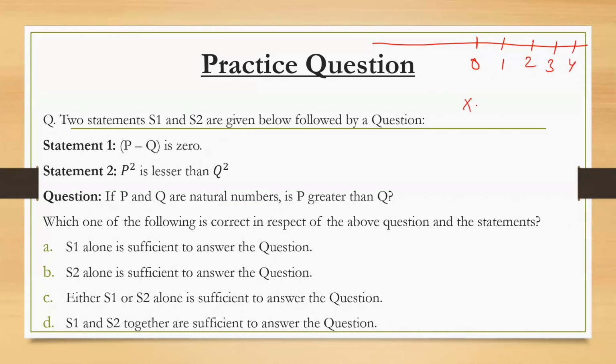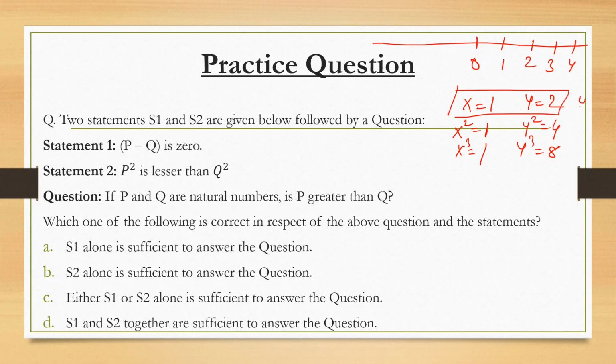If you are taking x is equal to 1, y is equal to 2, let's say, here the square of x is again 1, y square is 4. x cube again is 1, y cube is 8. So what you observe here is, if y is greater than x, then y square is also greater than x square. The reason is because both of them are positive.